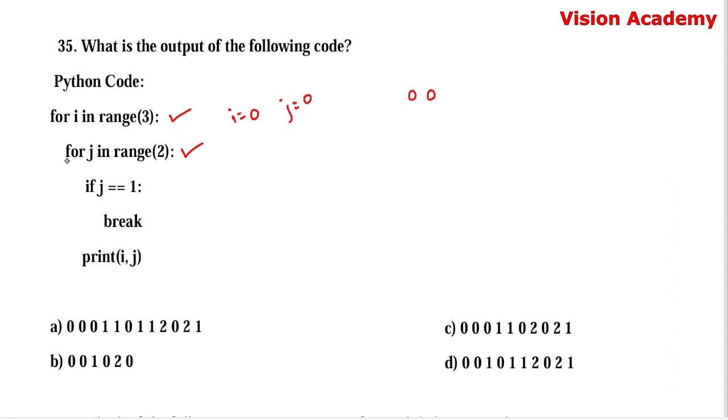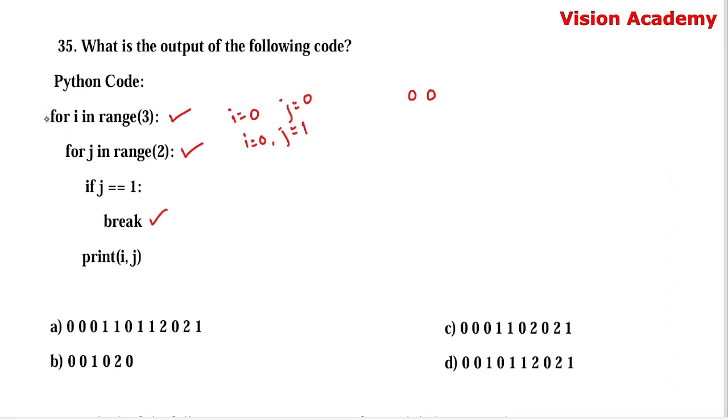Next, control transfers again to the inner for loop by incrementing the value of j by 1. Now the j value is 1, and the i value remains 0. Next, we check if j is equal to 1. Yes, the condition is true. Once the condition is true, the break statement will get executed. It brings the entire control out of the inner looping construct, and it is not going to print the values of i and j.